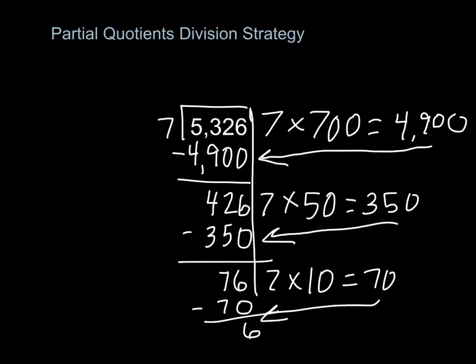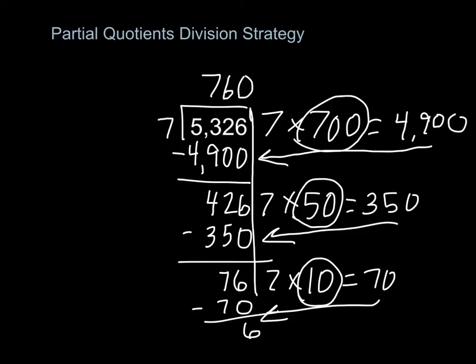Now, how do I figure out what my answer is? I'm going to add up my partial quotients, all those numbers that I multiplied by 7. So 700 plus 50 plus 10 would be 760. And I'm going to write that right above, right here.